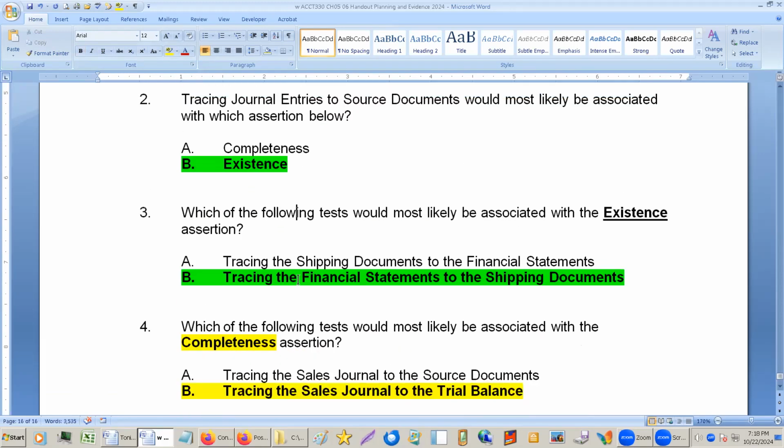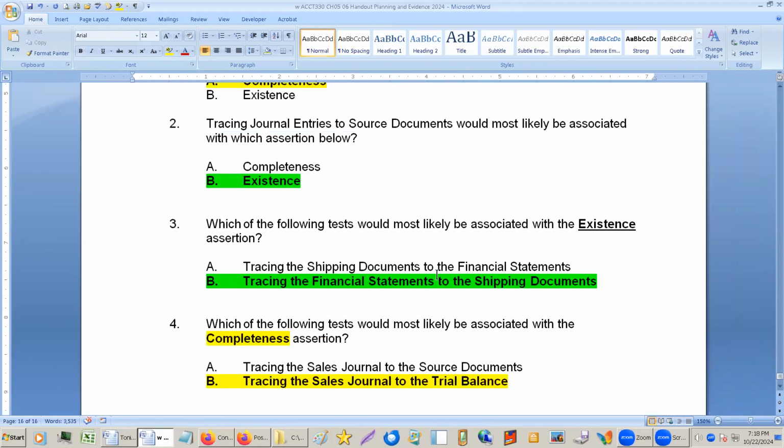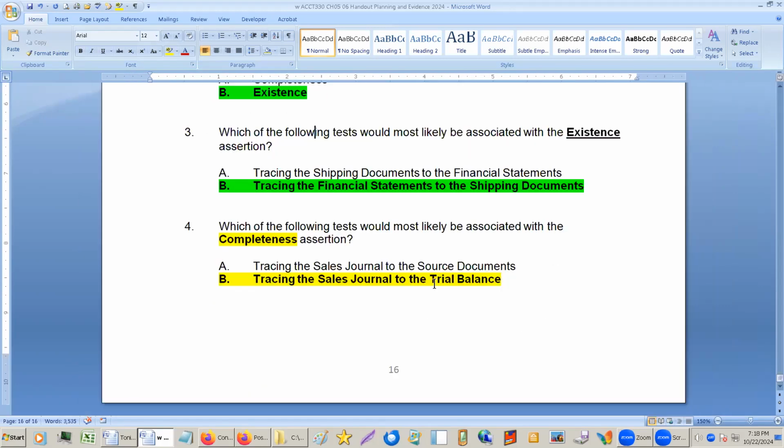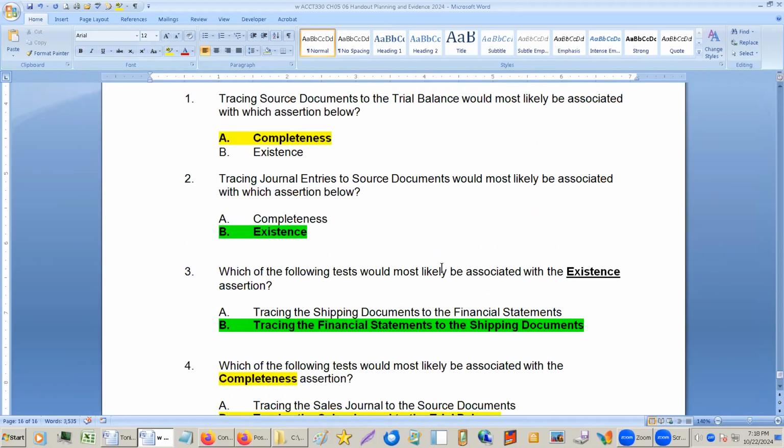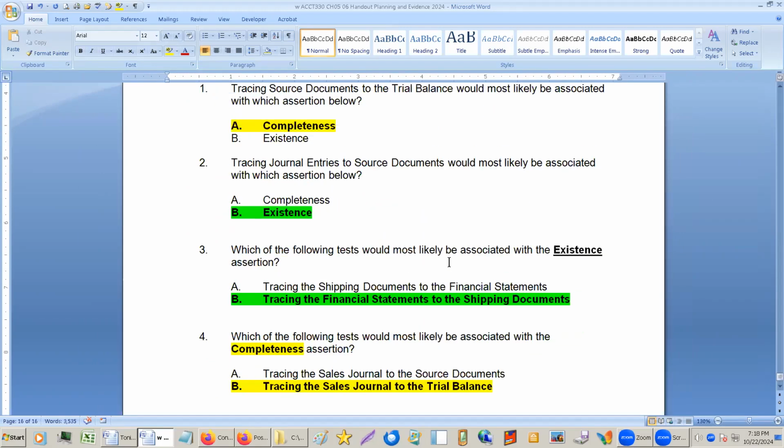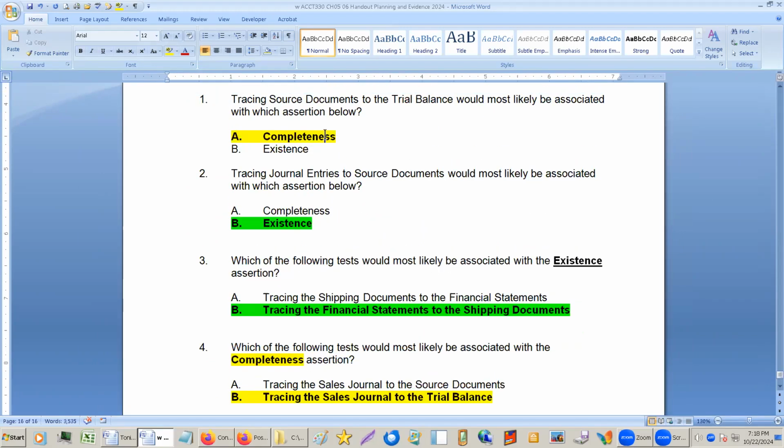Let me back this up so you can take a look at the answers. And this is one of those things that I'll guarantee you there's going to be something like this on the CPA exam. Existence and completeness are heavily tested because that's a big part of the financial statements.